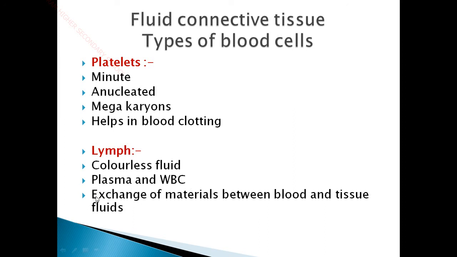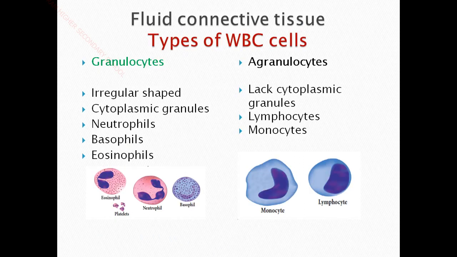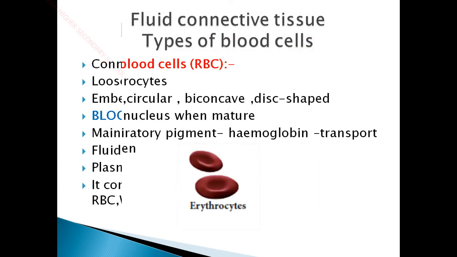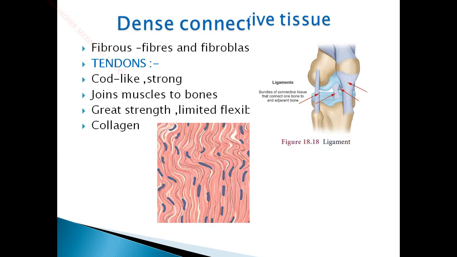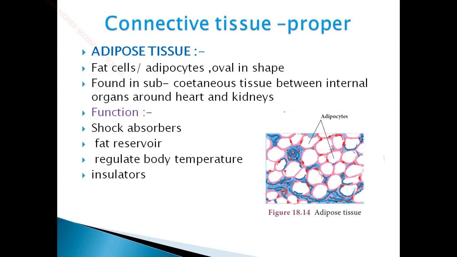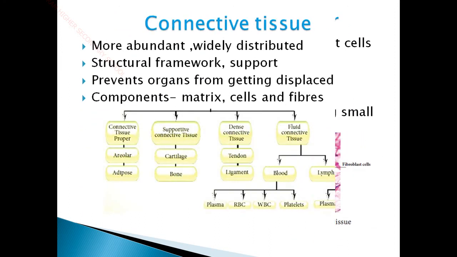And this is a place where the exchange of materials between blood and tissue fluids occurs. Tissue fluids are the fluids present in other kinds of tissues. So here the exchange of materials between the blood and tissues occurs with the help of lymph. So this is all about the fluid connective tissue. So children, we have discussed the different types of fluid connective tissue, and once again we'll get back and see the different types of animal tissues.